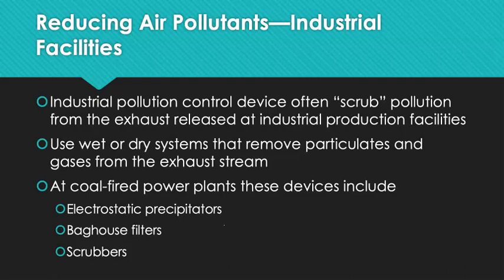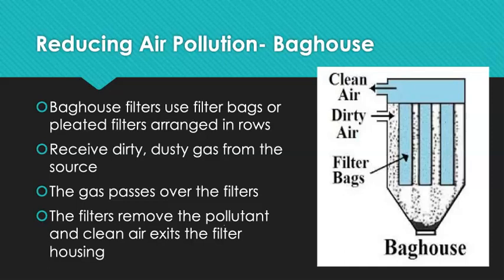So there's a couple of different types of devices. We're specifically going to talk about electrostatic precipitators, baghouse filters, and scrubbers. All right, go ahead and take a look at the picture on the right of this slide. That is showing kind of a general setup for a baghouse filter. What these have within them is filter bags or pleated filters that are arranged in rows. So you can see the vertical blue bars inside of the baghouse filter to the right.